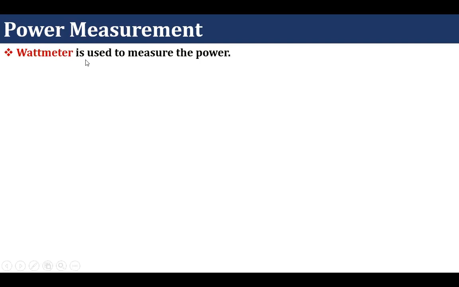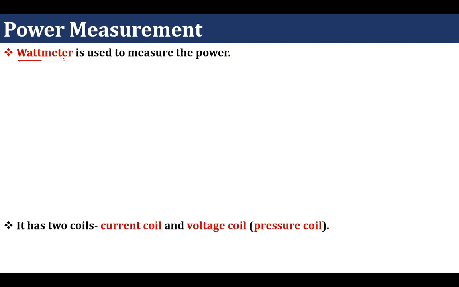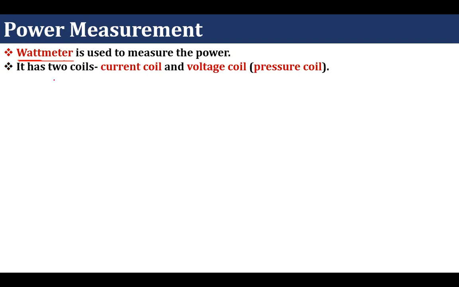So for power measurement, what equipment is used? The name of the equipment is wattmeter. For voltage we are using voltmeter, for current we are using ammeter, for power we are using wattmeter. In wattmeter, we'll see two different types of coil. One is known as current coil, another is known as voltage coil. Voltage coil is also known as pressure coil.